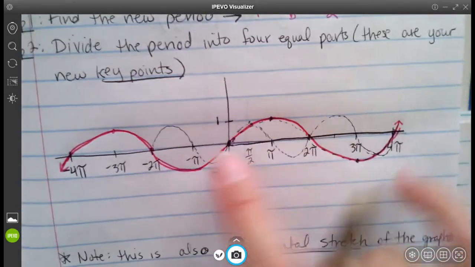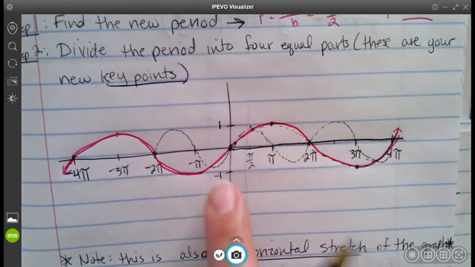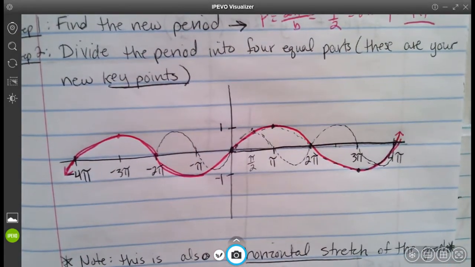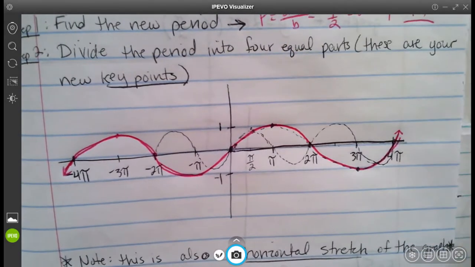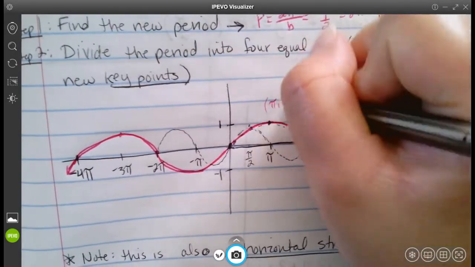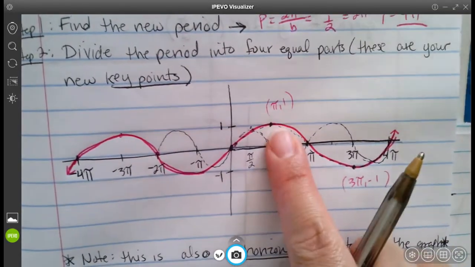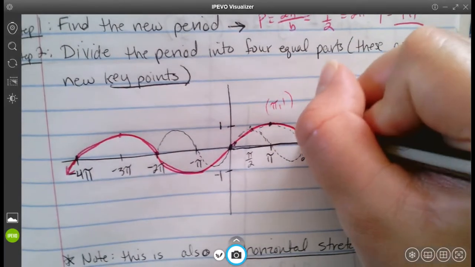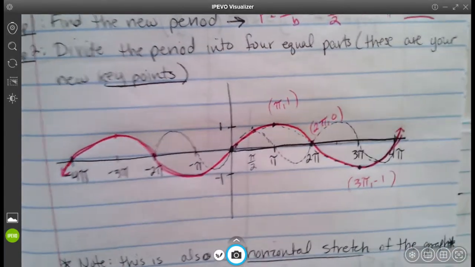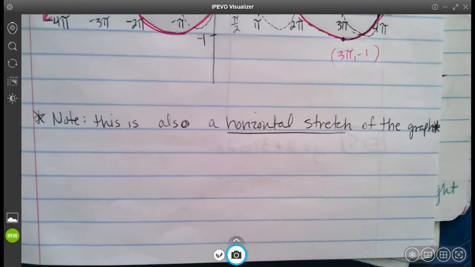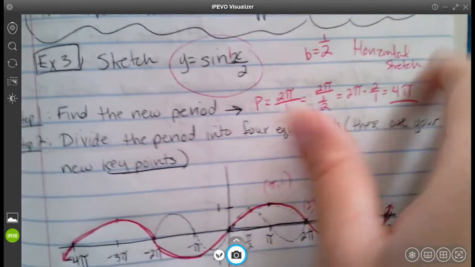But again, for this one, you do not have to do the original. I just wanted to do a little bit just so you can see the difference, how this one expanded out that way. Some new key points. Well, now we have a key point here. We have a maximum at pi, 1. We have a minimum at 3 pi, negative 1. We have an intercept here at 2 pi, 0. So just some of the key points to keep in mind. Oh, and actually, what I just mentioned is right here. Note this is also a horizontal stretch of the graph, which we just showed. All right, let's move on and do the next example.